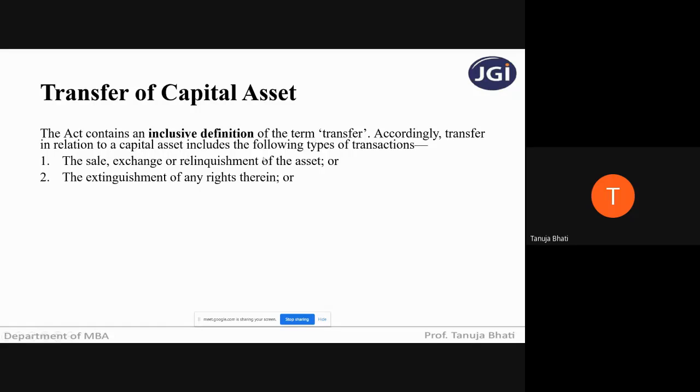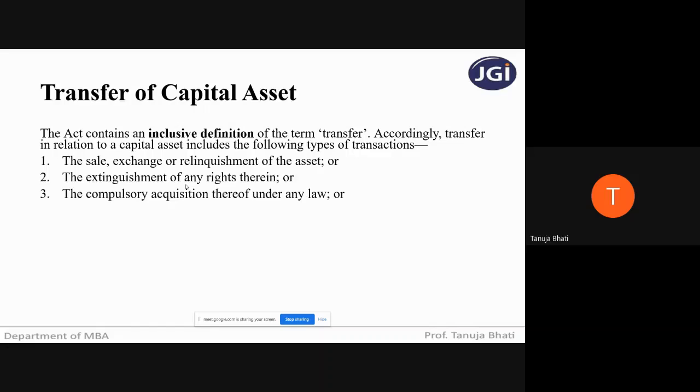Next, the extinguishment of any right therein. Extinguishment means, students, putting an end to or a total destruction of a right. So extinguishment means where you are putting an end to the right you have over an asset. For example, if there is a cancellation of any license, then that is extinguishment, putting an end to the particular license operation.